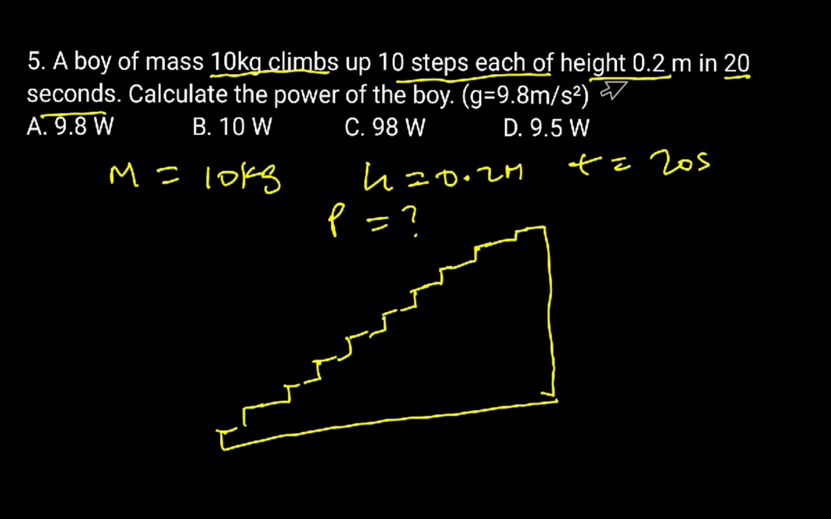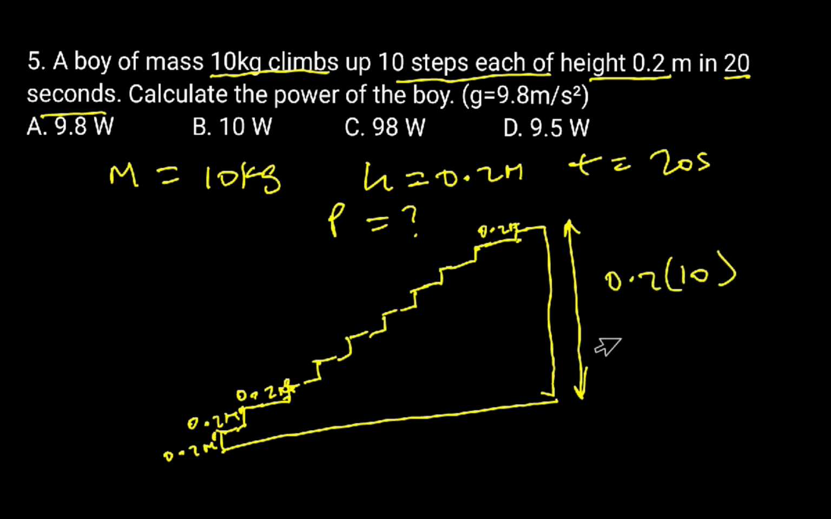And so from the question we are given that the height of each step is 0.2 meters. So it means that from here to here is 0.2 meters. From here to here is 0.2 meters. From here to here is 0.2 meters, all the way to the 10th one, which is from here to here, 0.2 meters. So the height of this staircase is given by 0.2 multiplied by the number of steps, which is 10 steps. Now 0.2 times 10 is equal to 2 meters. So the height of these stairs is equal to 2 meters.